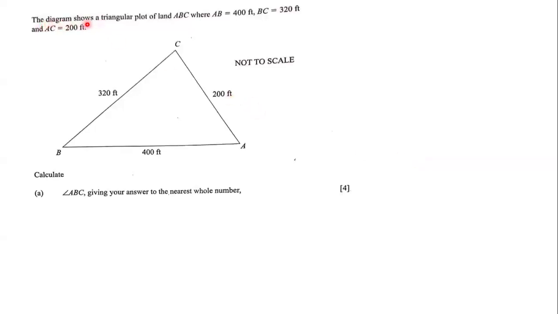The diagram shows a triangular plot of line ABC, where AB is equal to 400 feet, BC is equal to 320 feet, and AC is equal to 200 feet. And here we have this triangle, and our goal is to calculate the angle ABC, given our answer correct to the nearest whole number. Now, what is the missing angle?